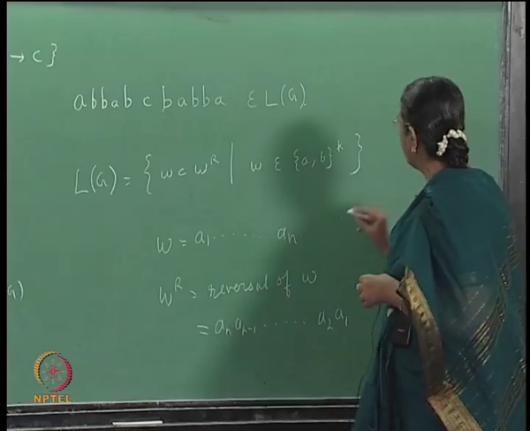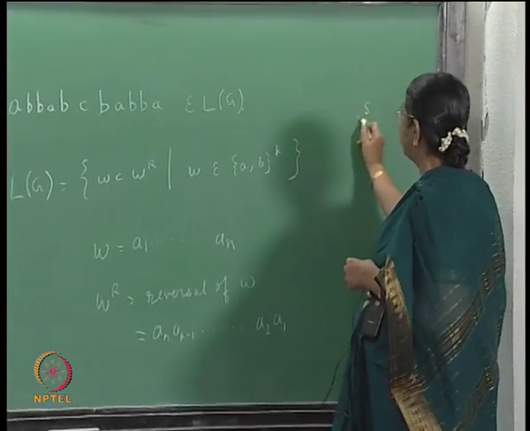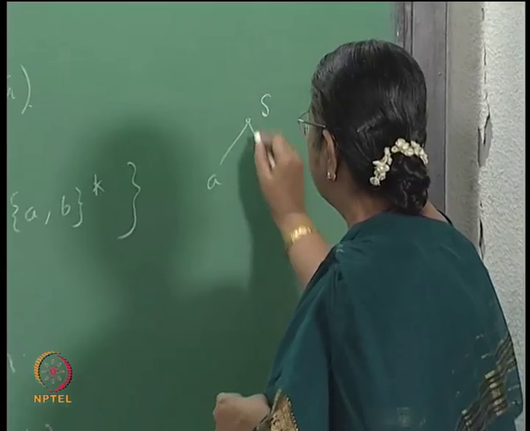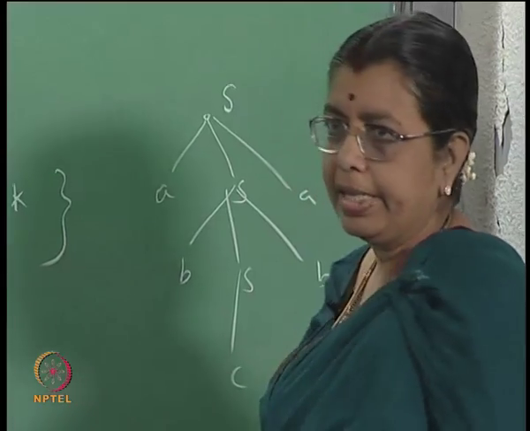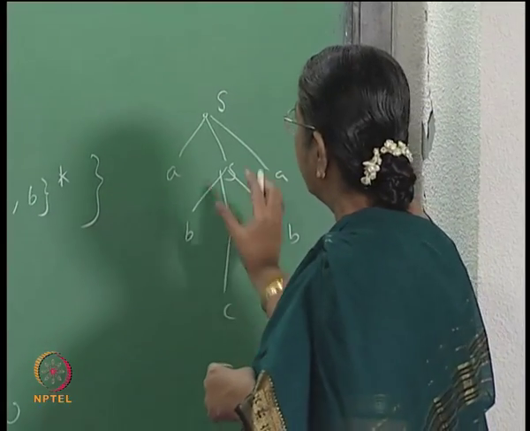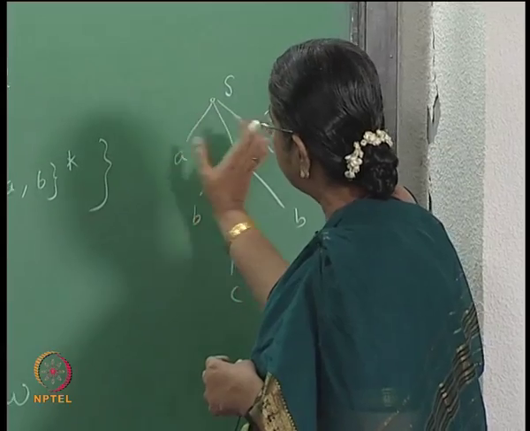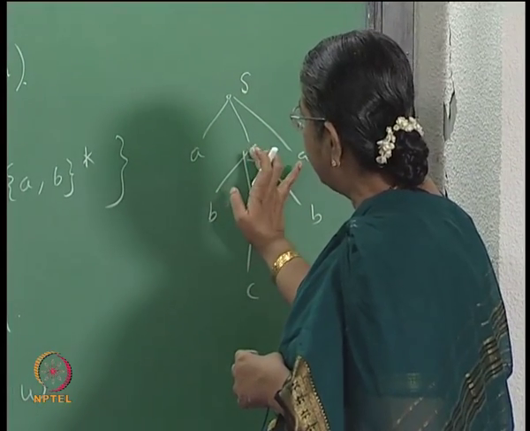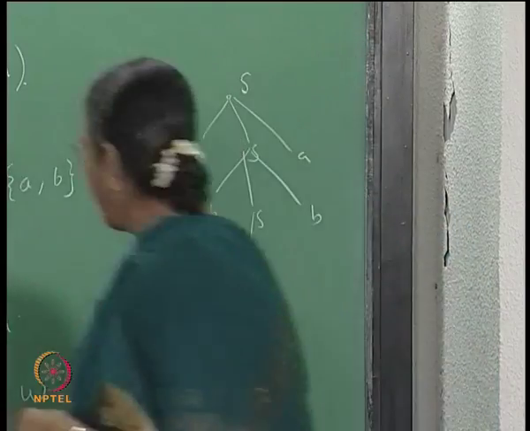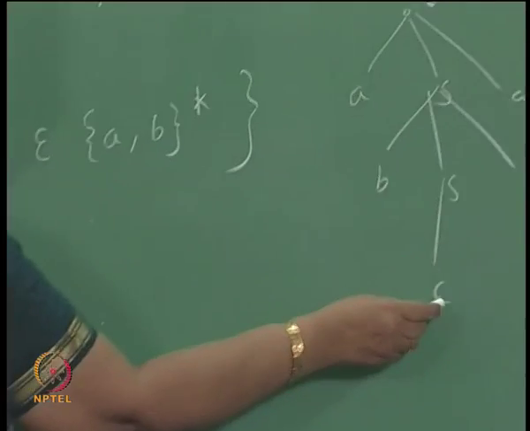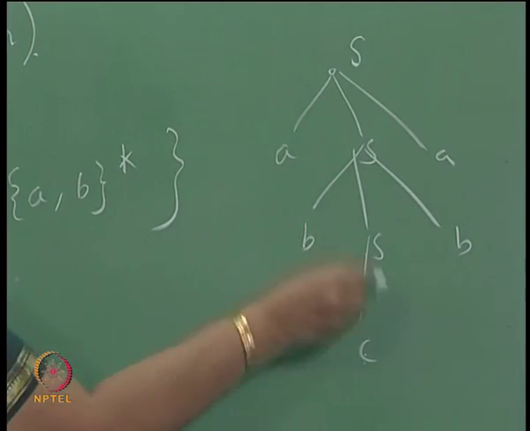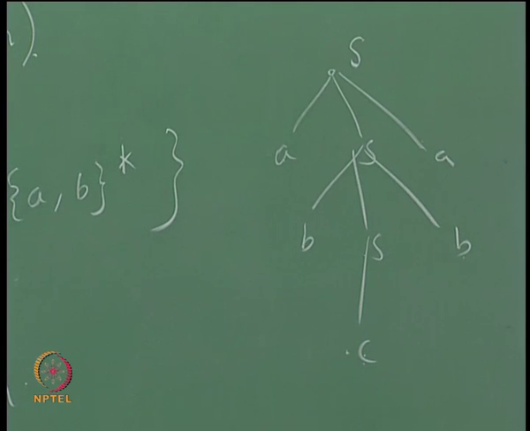Okay. And if you take a derivation tree, S, A S A, B S B, C, something like that for A B C B A. So, you can see that when S is replaced, one A is here, one A is here, and when this S is expanded, B S B, one B is here, one B is here, then S is replaced by C. The result is you have to read the leaves from left to right, A B C B A. So, this is another example.